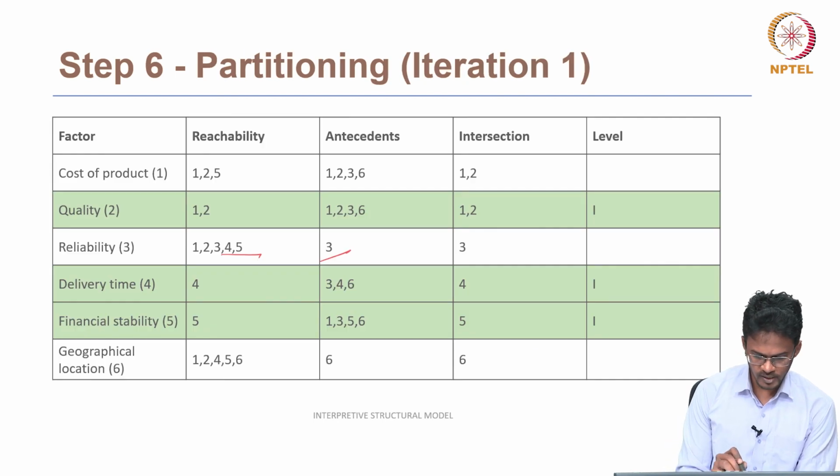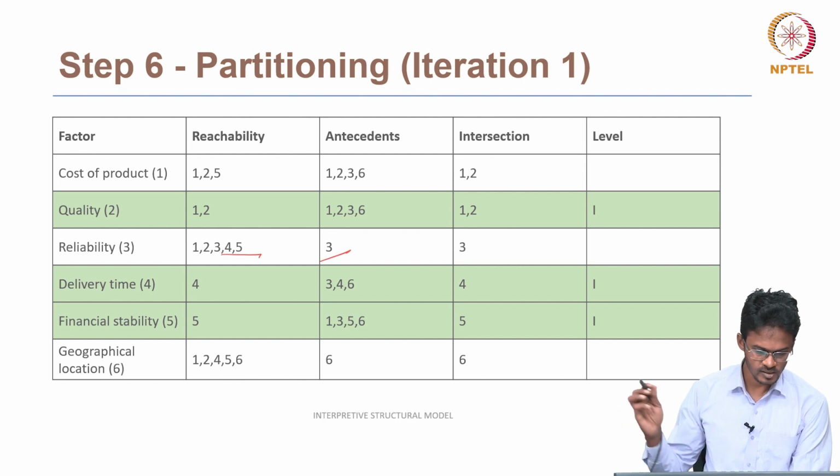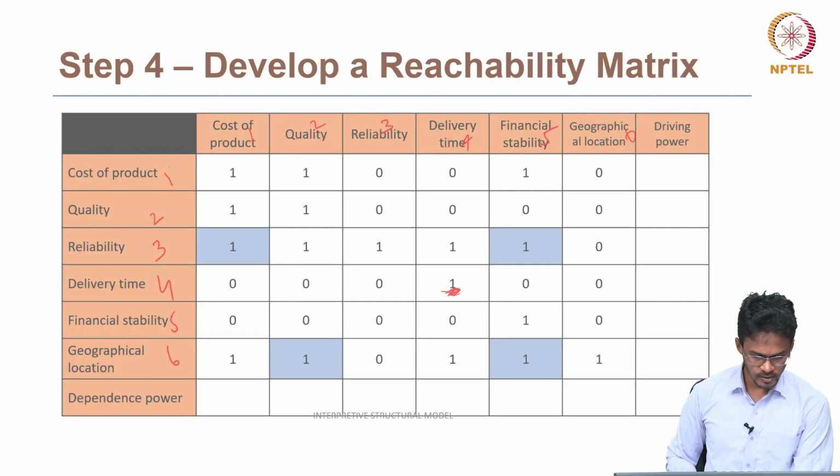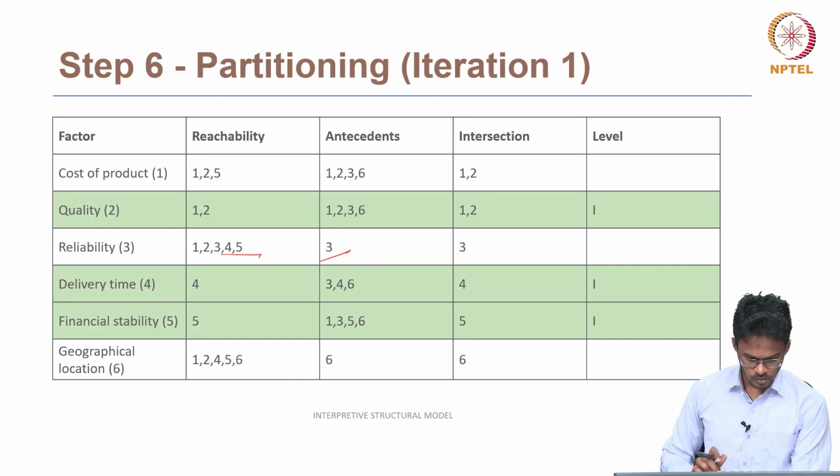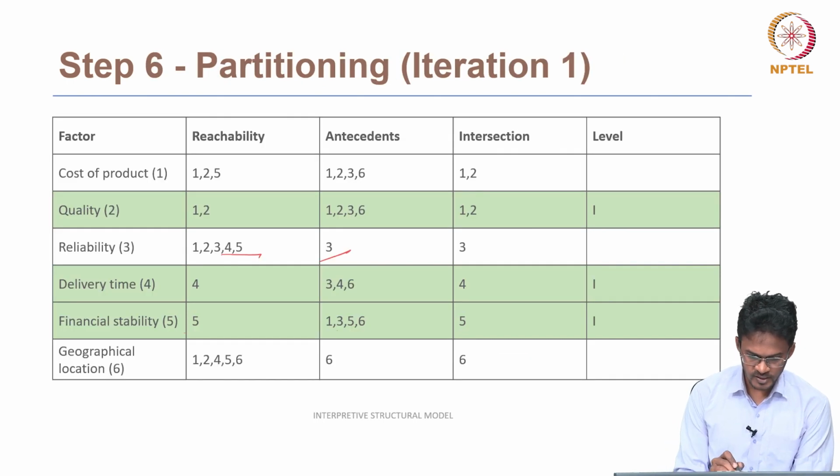So, 4, 3, 4, 6 and the intersection will be 4, as 4 is common in both reachability and antecedents. Similarly, for financial stability it will be 5 and 1, 3, 5 and 6. So, 5 in reachability, 1, 3, 5 and 6 in antecedents, and intersection it will be 5.